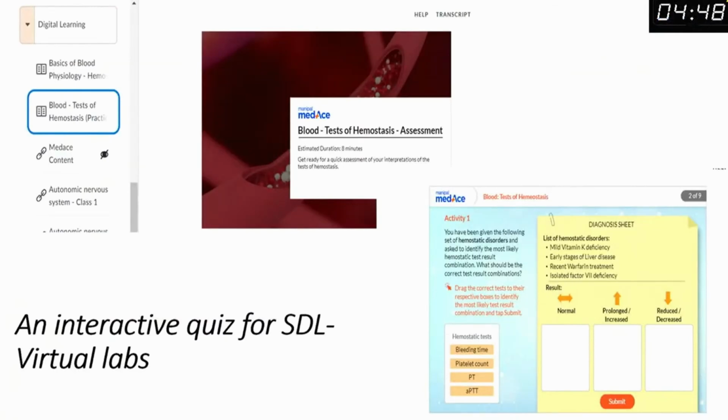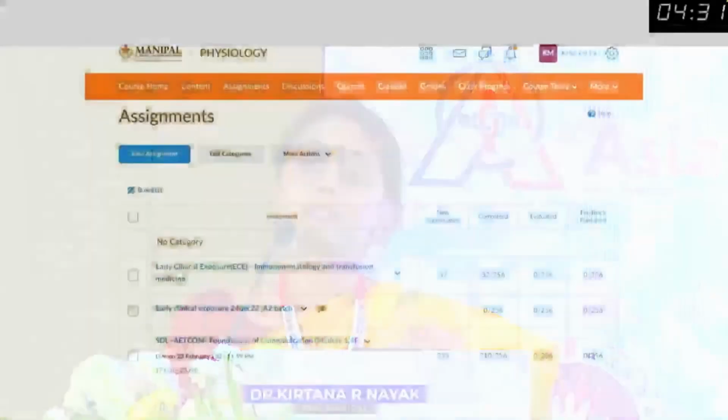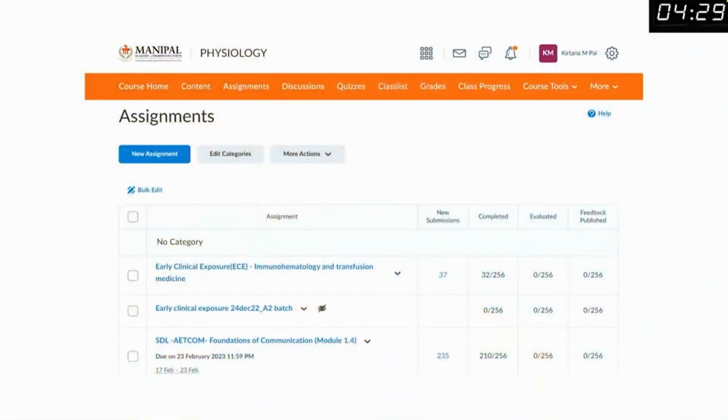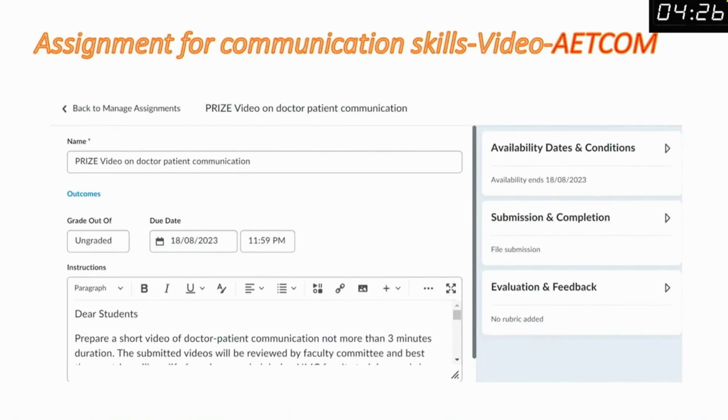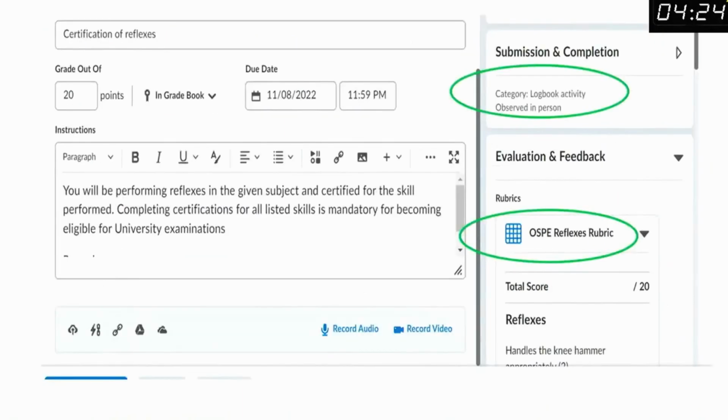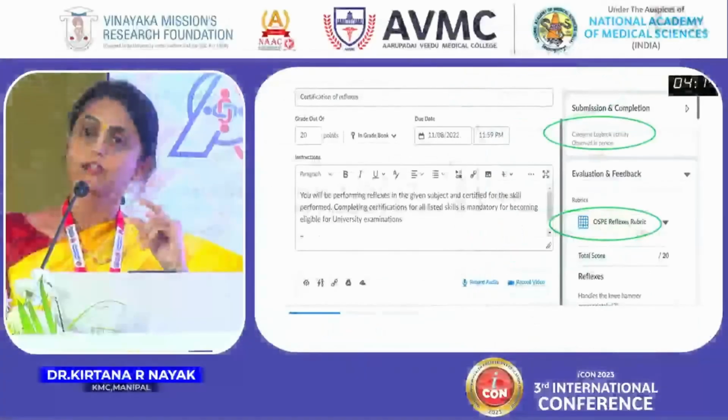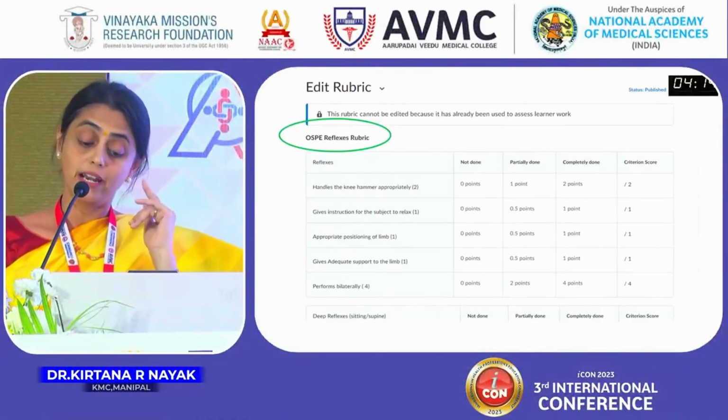The digital learning content and the virtual labs can be hosted using LMS. We can construct assignments using LMS, and we can get learning confirmation on whether the students have completed this activity. Students can submit their assignments as text, as PDF and videos for components such as early clinical exposure, AdCom. Very importantly, for authentic assessments, for certification of skills, we can observe the skills in an in-person activity, and we can grade using rubrics.